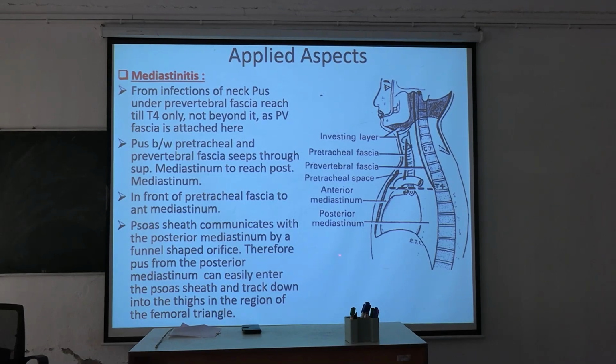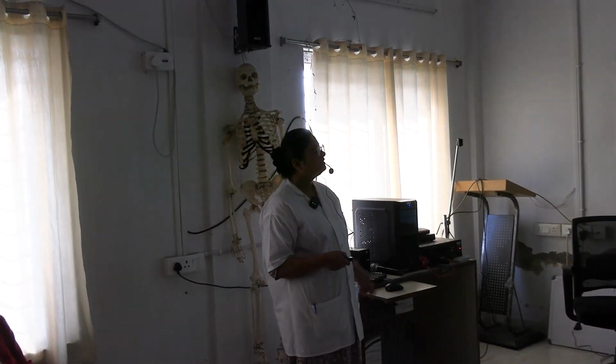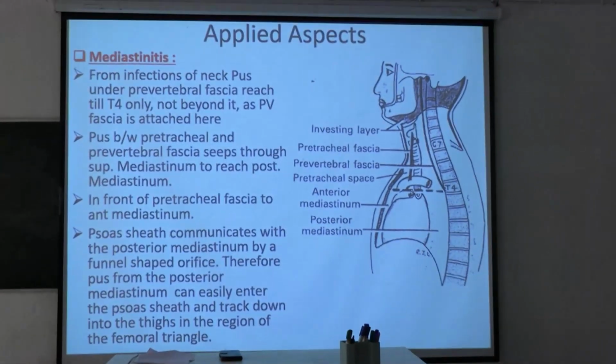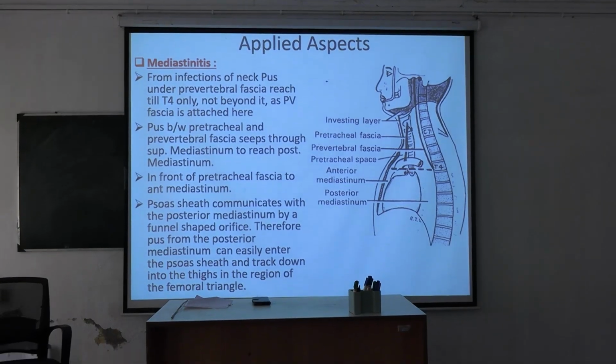And psoas sheath communicates with the posterior mediastinum. Psoas major is a muscle in the posterior wall of the abdomen. In front of the psoas, it is covered by deep fascial covering that is known as psoas sheath. So this psoas sheath communicates with the posterior mediastinum by a funnel shaped orifice. Therefore, pus from the posterior mediastinum can easily enter the psoas sheath and track down into the thigh in the region of femoral triangle. Okay, so from the neck, pus can extend through the posterior mediastinum and the psoas sheath up to the thigh region. Okay.